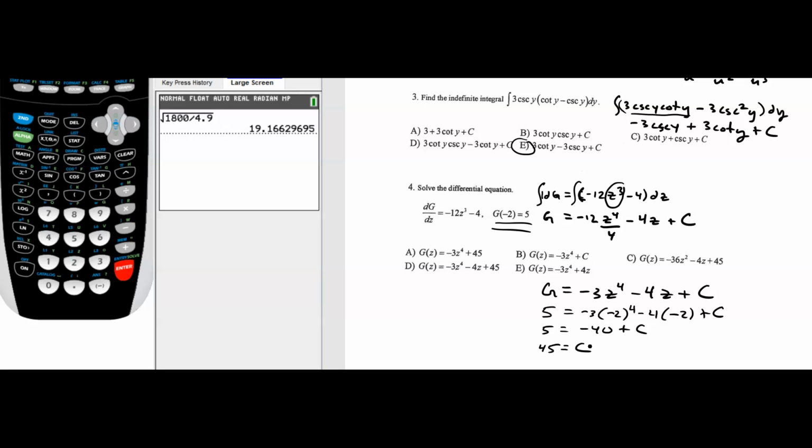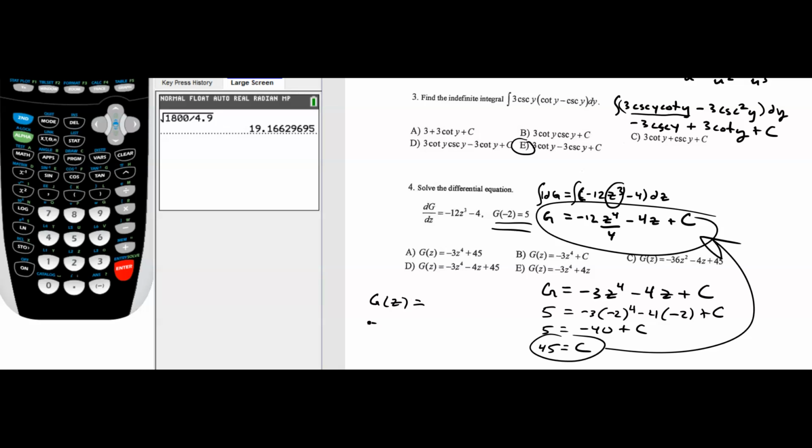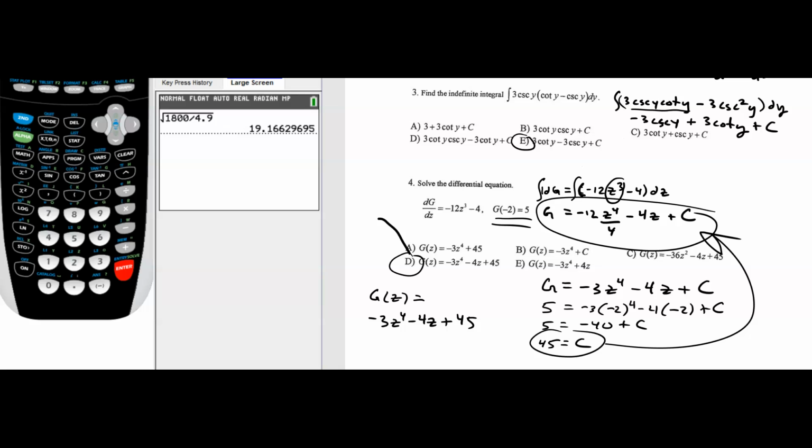And if that's the case, then my specific solution is exactly what I have here, but I'm going to plug 45 in for c. And so I guess that's not the most simplified. So my g of z should be equal to negative 3z to the 4th minus 4z plus 45. And so which choice is that? That looks like it's D. Negative 3z to the 4th minus 4z plus 45. Okay, whoops. Let me get that out of there.